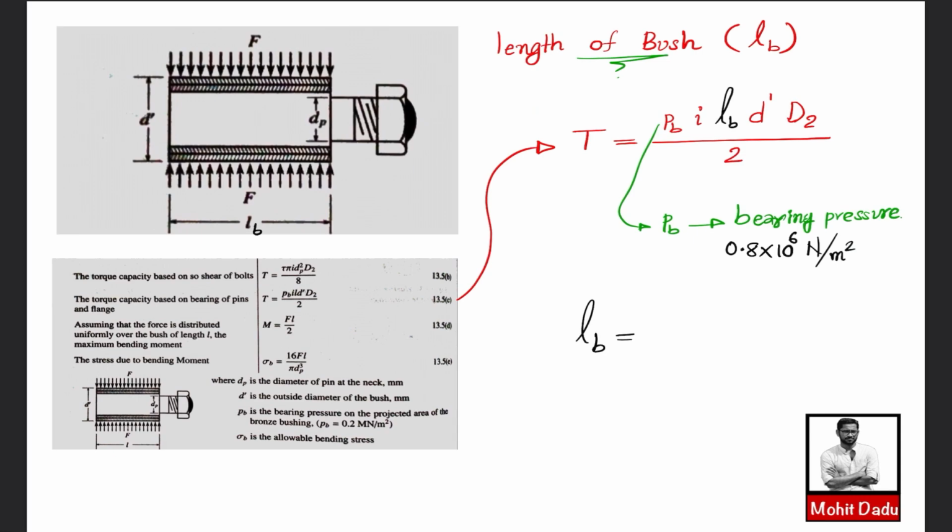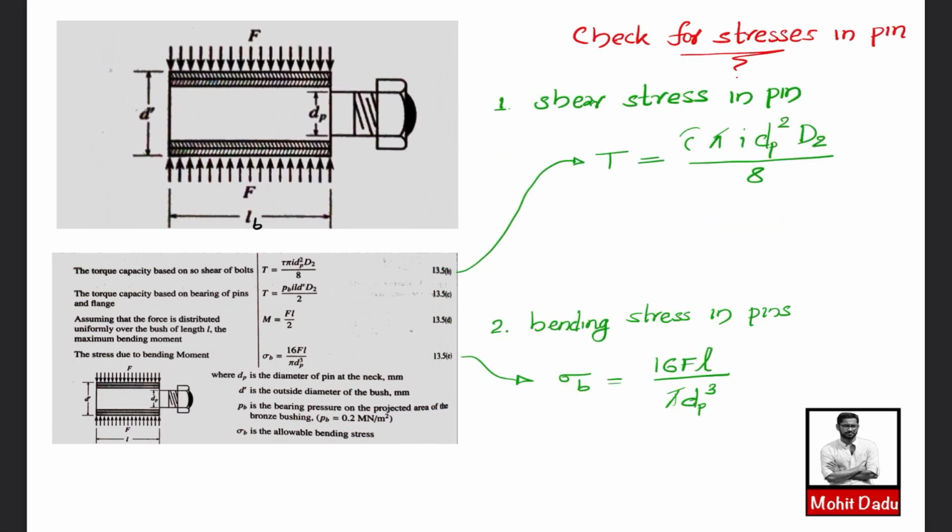So if you are solving this one, you will be getting the value of approximately 32 mm. So 31.5 something you will be getting, and finally you will be taking the next even or standard number, which is 32 mm. So we have evaluated the length of the bush also. Next we will be doing the check for stress in this bush with the help of equations in the data book itself.